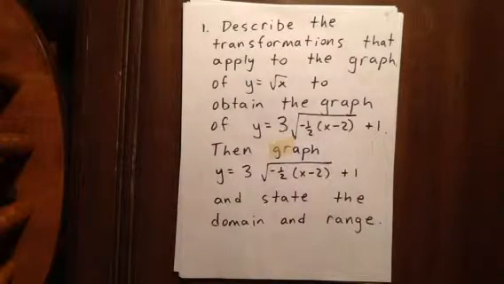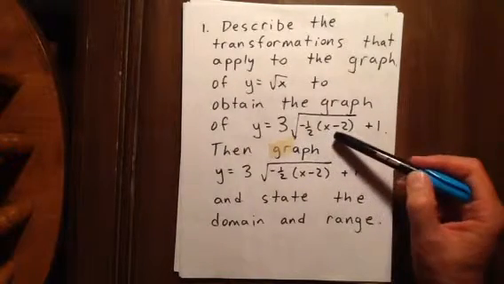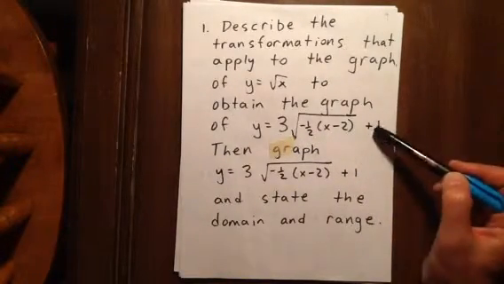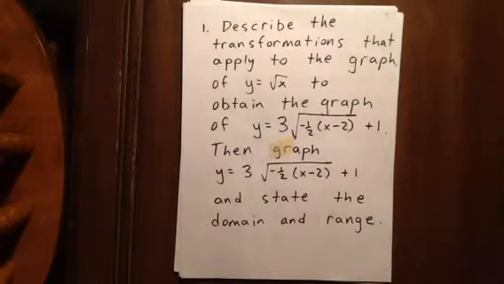Okay. All right, well, let's try our first word problem together here. We're going to try and describe the transformations that apply to the graph of y equals root x to obtain the graph of y equals 3 square root of negative a half bracket x minus 2 plus 1. And then we're going to graph that function and state the domain and range.